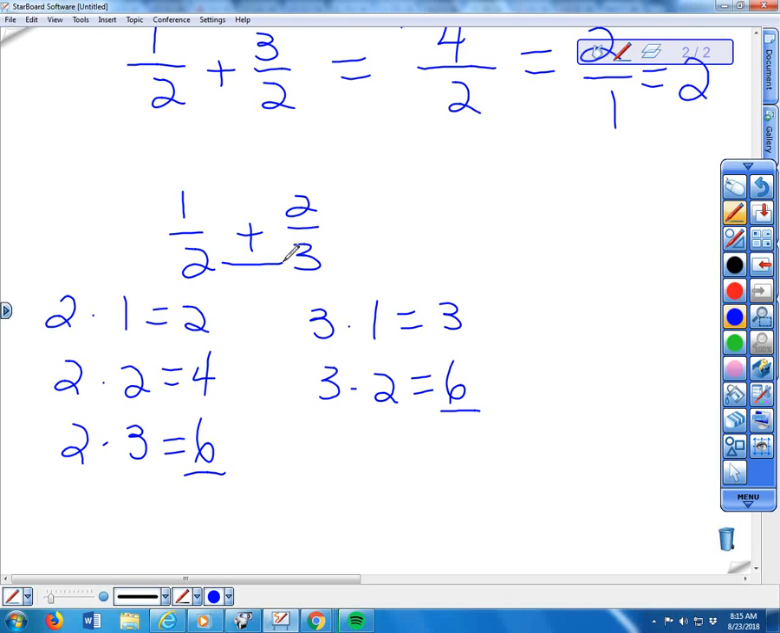So what I need to do here is get this to 6. What do I have to multiply 2 by to get to 6? 3. So I'm just going to put a dot here. Remember, that means multiplication. Now, with any number, if I multiply any number by 1, what's left?